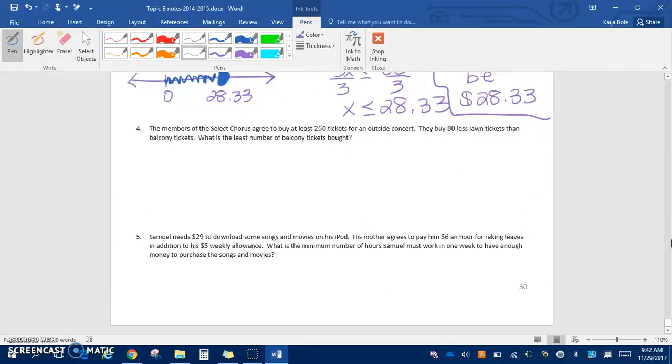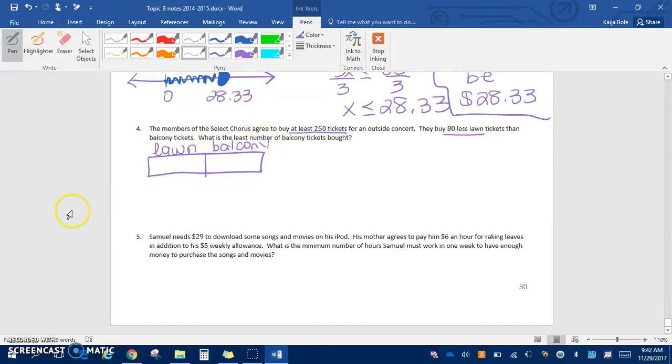And it says, the members of the select chorus agreed to buy at least 250 tickets for an outside concert. They buy 80 less lawn tickets than balcony tickets. What is the least number of balcony tickets bought? I'm going to use a visual here, just because we have 2 things that we're trying to sort out. So we have lawn, we have balcony.